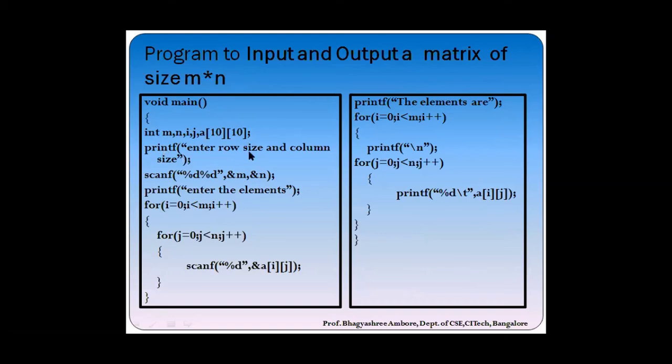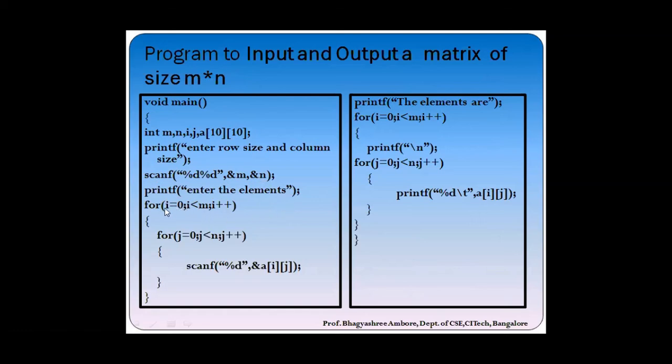First line I'm writing here: enter the row size and the column size. Fine. Two values I'm scanning and I'm placing them in m and n. m is filled with row size, n will be filled with column size. Now I'm asking the user again to enter the elements. Just now I have used a value for m as 3. For n it is 2. I have used a 3 cross 2 matrix. So m is 3, n is 2. Now we'll consider entering the elements.